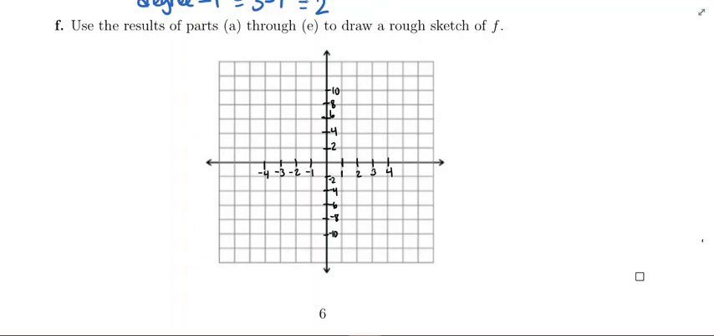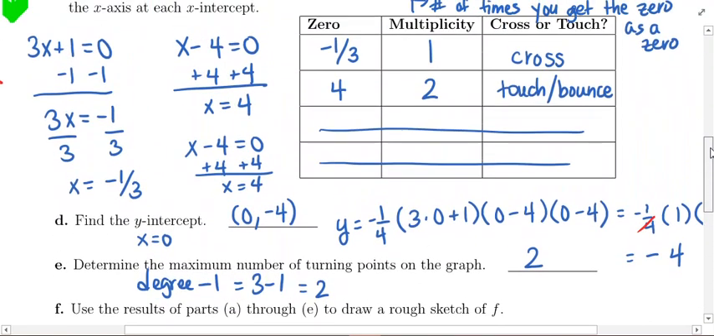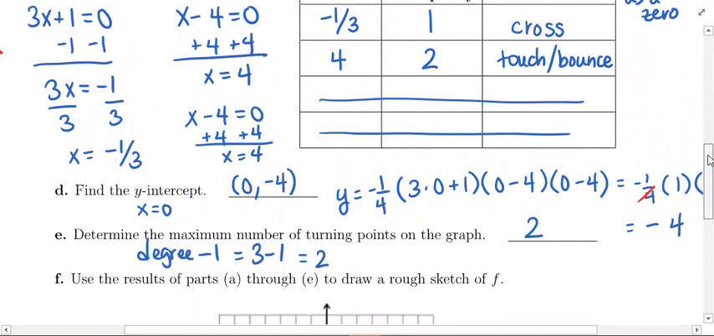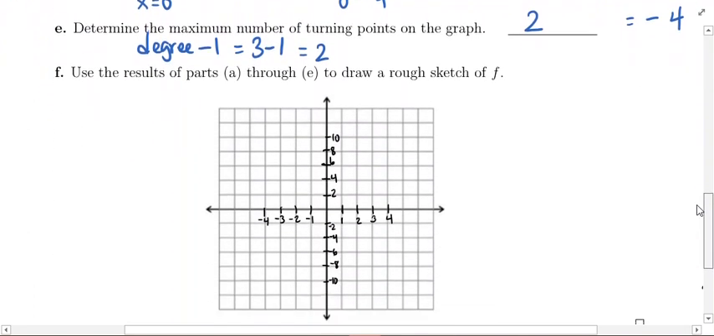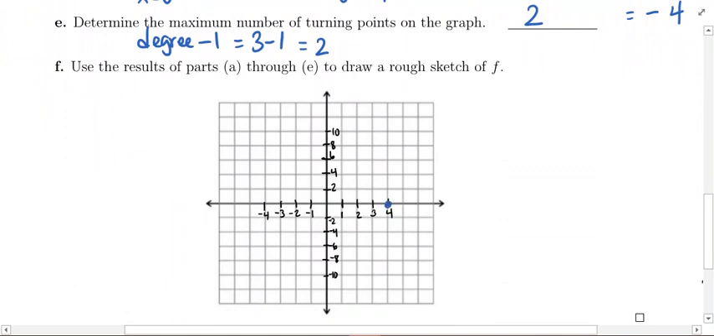Now we're going to have to put some points on here. First, let's deal with the X-intercepts. We know we have one at -1/3 and one at +4. So here's +4. That's an X-intercept, or a zero. And then -1/3 is going to be between -1 and 0, closer to 0.